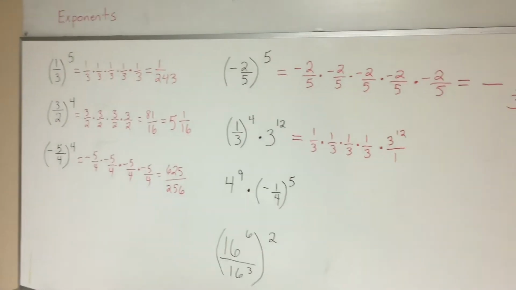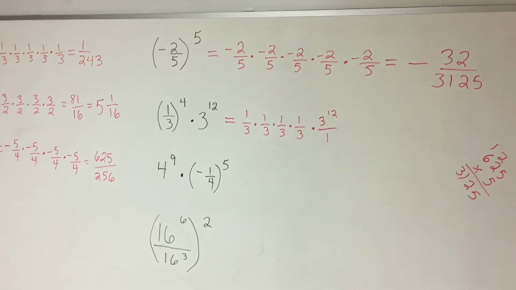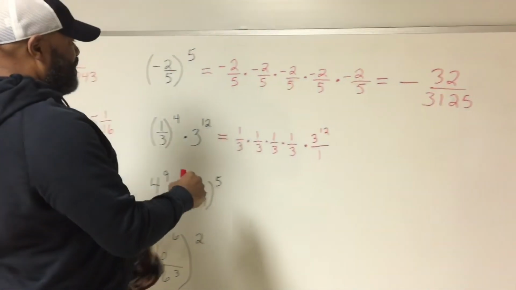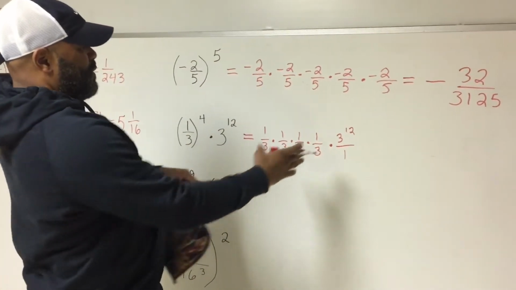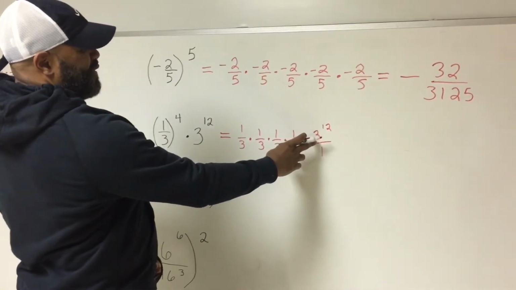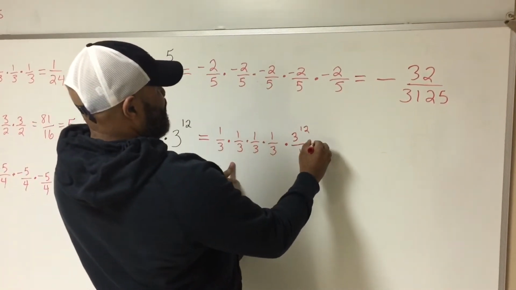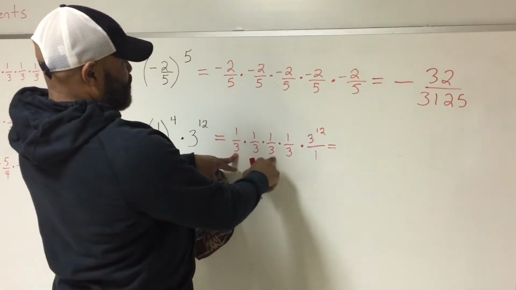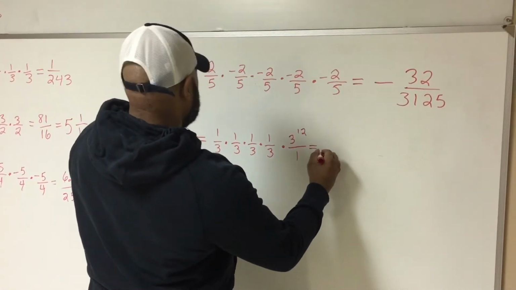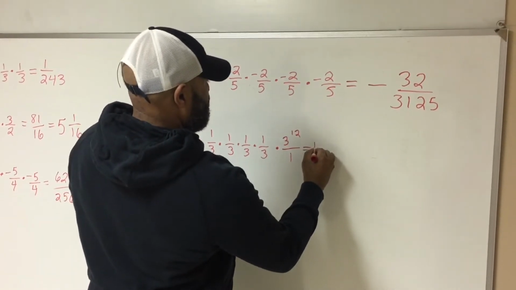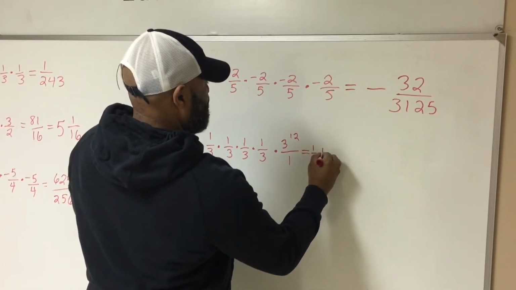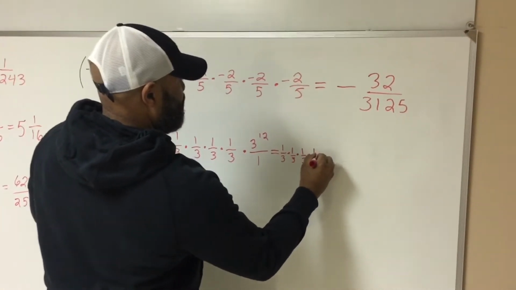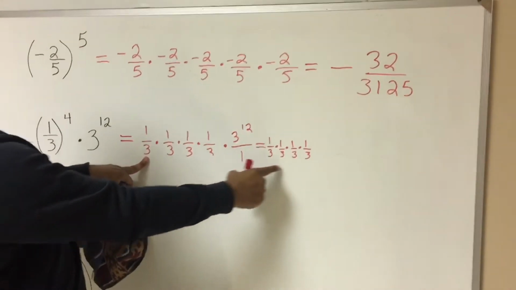I think I'm going to run out of room. Maybe not. We'll be creative here. So here's your problem. Notice you've got 3s on the bottom, and technically you have all 3s on the top. I'm going to go ahead and squeeze this in. That's going to equal, because I want to make my math simple, 3, 3, 3, 3 on the bottom. So that's 1/3 times 1/3 times 1/3 times 1/3. I just copied these right here.